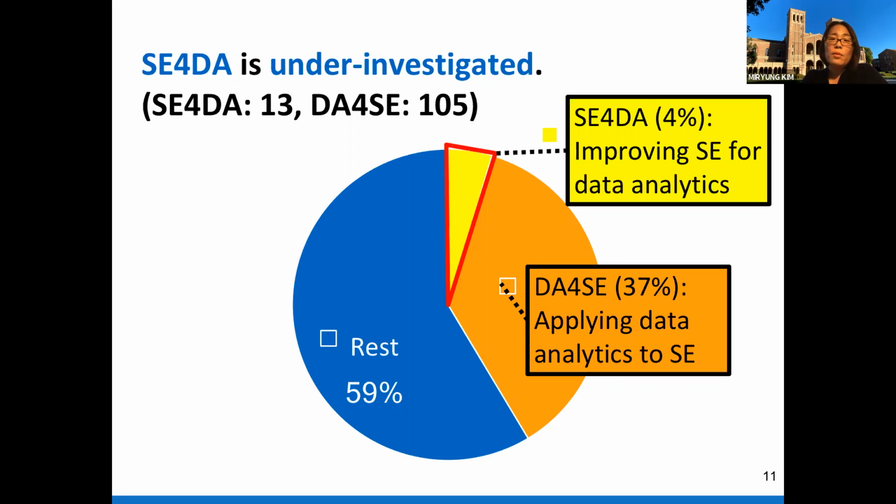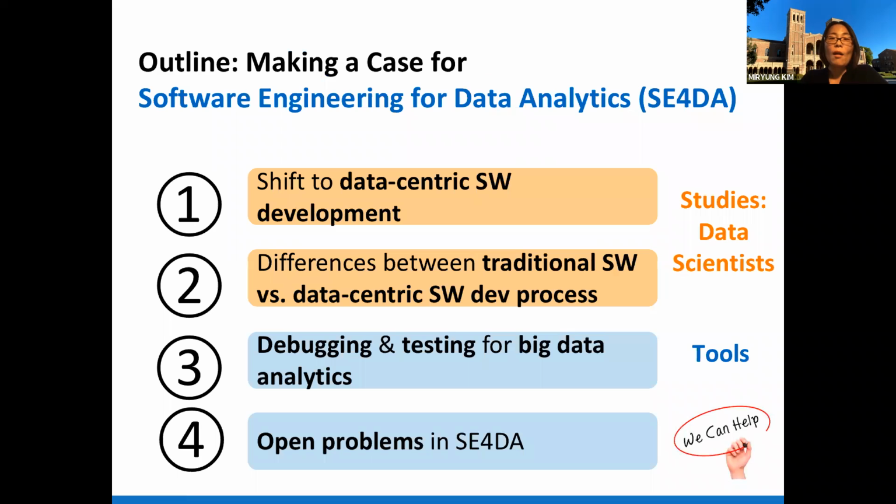However, very few papers, in fact only 13 in my analysis, target improving software engineering techniques to enhance data analytics. It's almost 9 times fewer than the papers that use data analytics to improve software engineering. In my opinion, even though the red part of the chart that I have shown here is a small piece of the pie, I see a tremendous opportunity for us to work on. So the rest of my talk is to make a strong case for software engineering for data analytics.